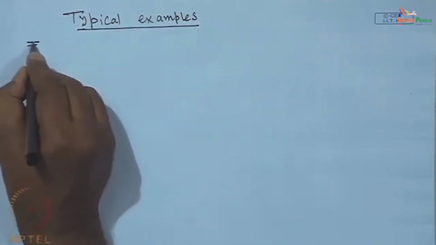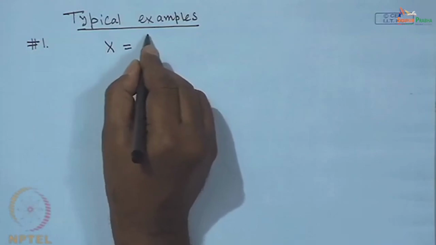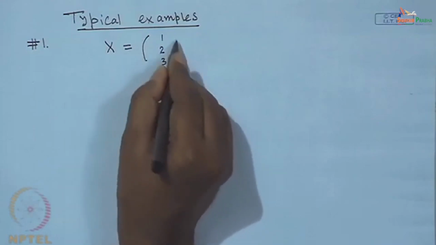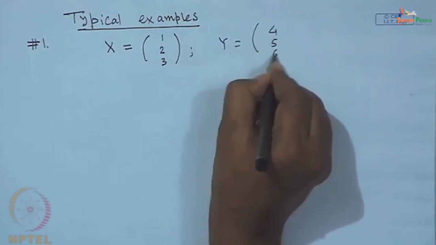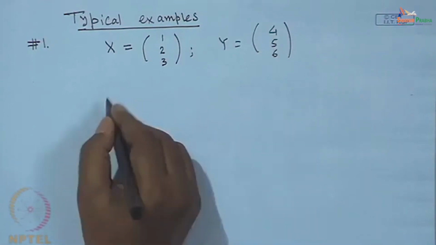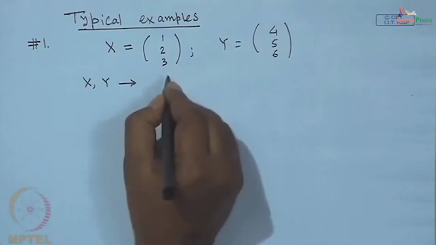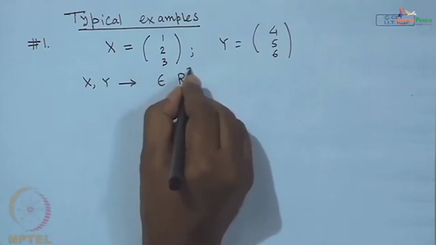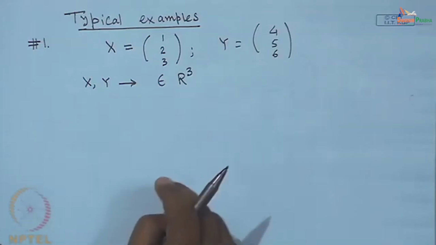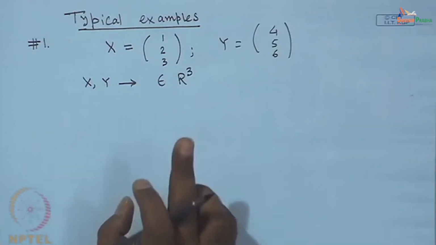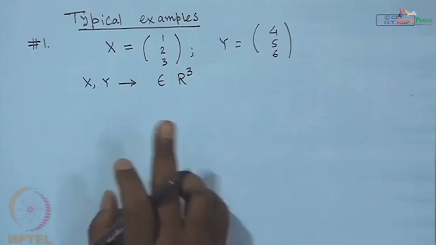The first example: let us consider a vector x as 1, 2, 3 and y as 4, 5, 6. So, basically x and y are vectors, each of which belongs to 3-dimensional real space. We compute the metric between the vectors x and y, we compute the norm of x and norm of y, and we would like to compute the inner product between x and y.